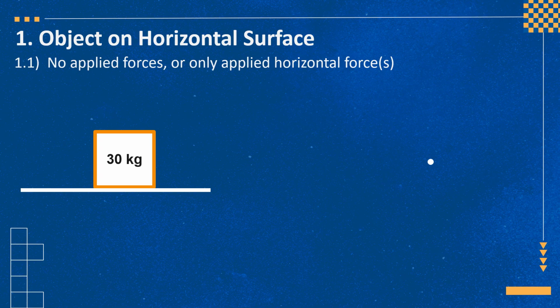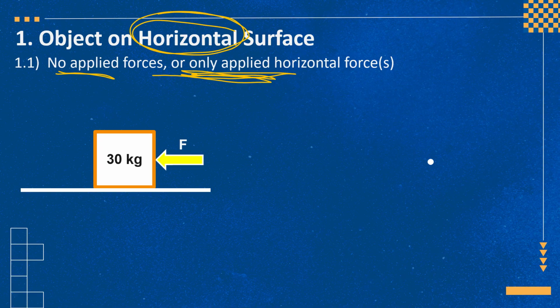Now, the first scenario is when an object is on a horizontal surface and there's either no force acting on the box or the object. So on the screen you see a 30 kilogram box, where there is a horizontal force. Now remember, we can have a diagonal force or an upward force or whatever force, but this scenario is for a horizontal surface and either no forces or only horizontal forces. So let's say there you have your horizontal force.